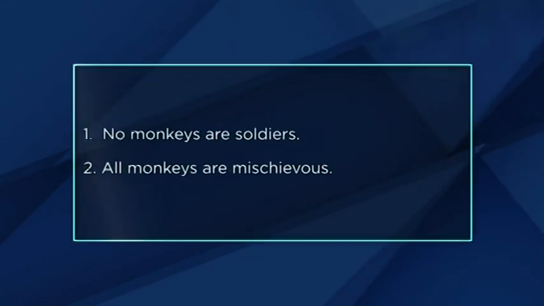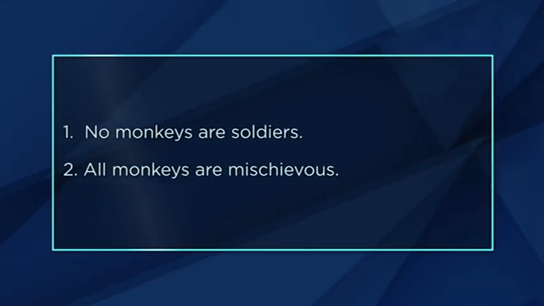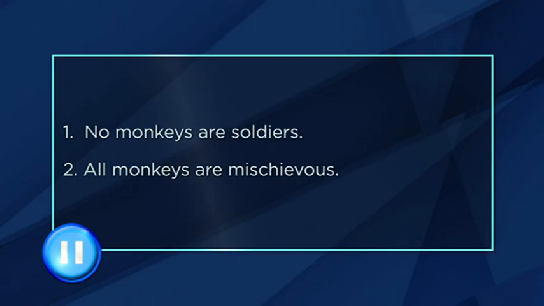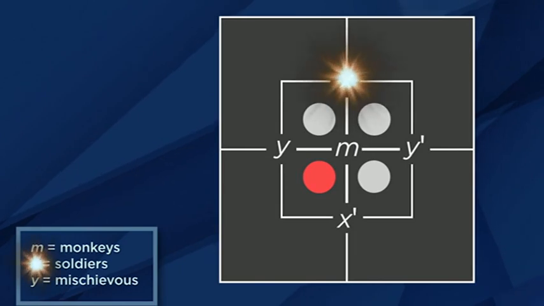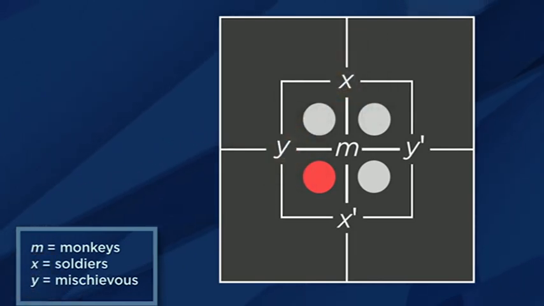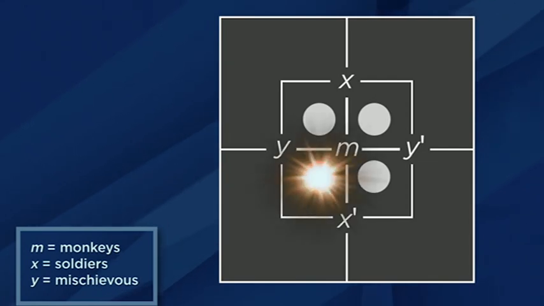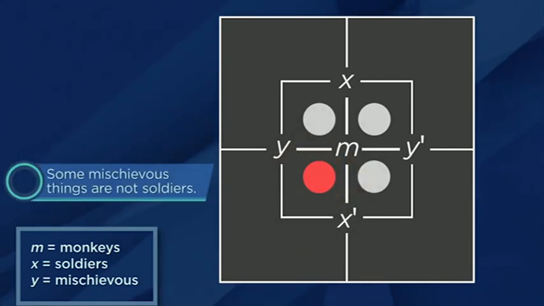Okay, let's try one more. Here are your statements. 1. No monkeys are soldiers. 2. All monkeys are mischievous. Pause the video and see what you come up with. We'll do this one more quickly. The term appearing twice is monkeys, so that is labeled M. We let X represent soldiers and Y represent being something that's mischievous. With those definitions, we can represent our premises like this. This time, the red counter leads to the conclusion that some mischievous things are not soldiers.